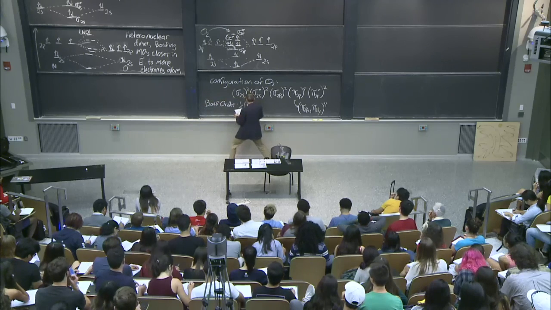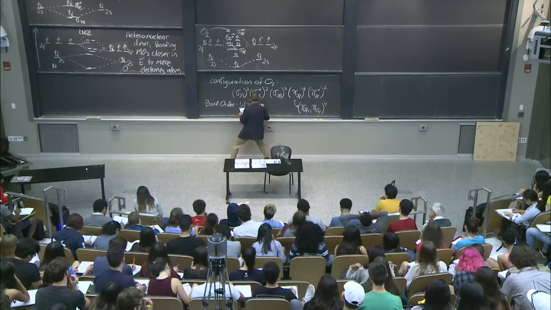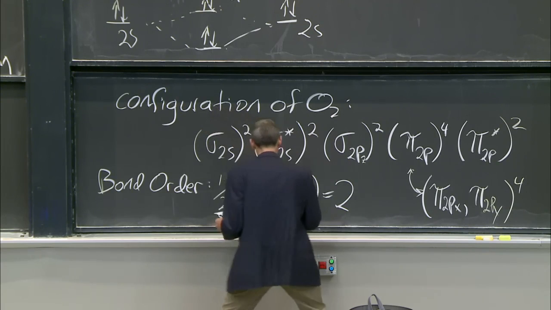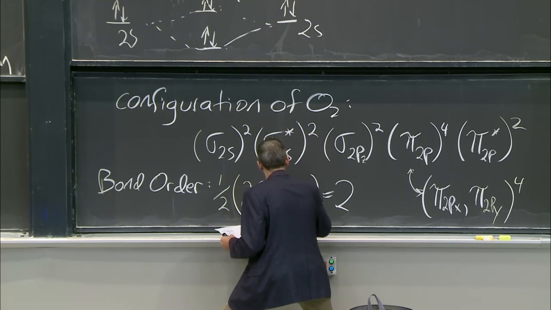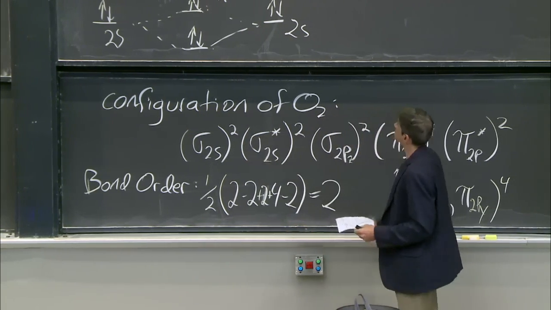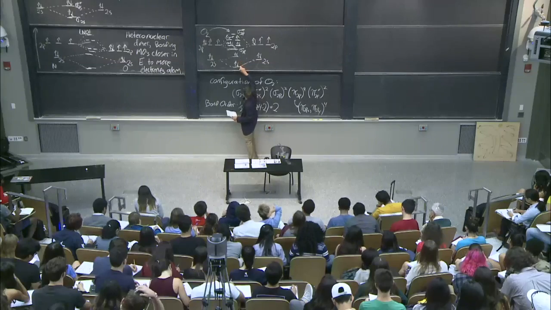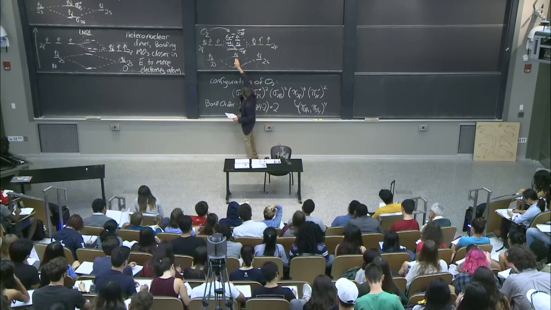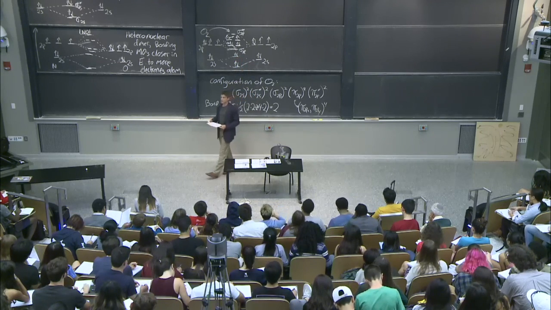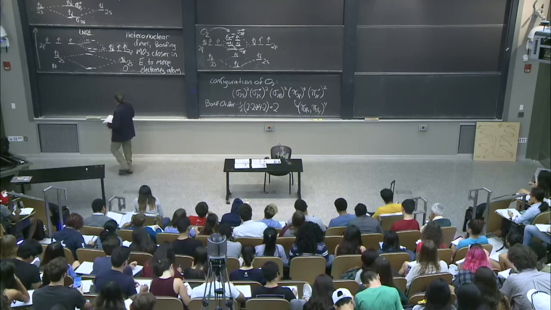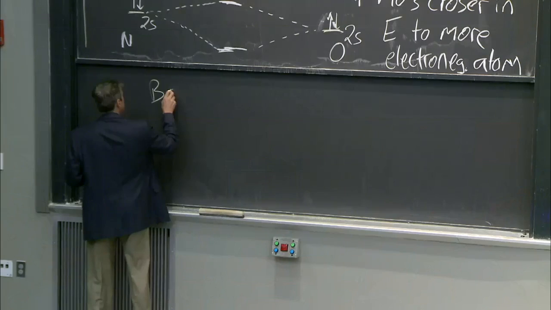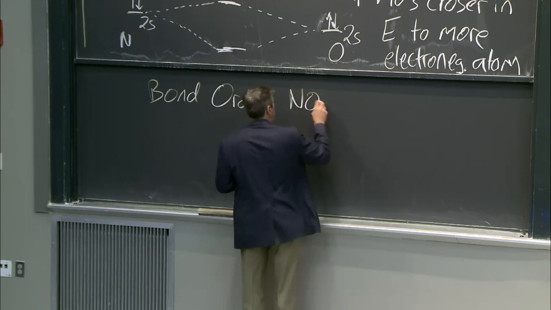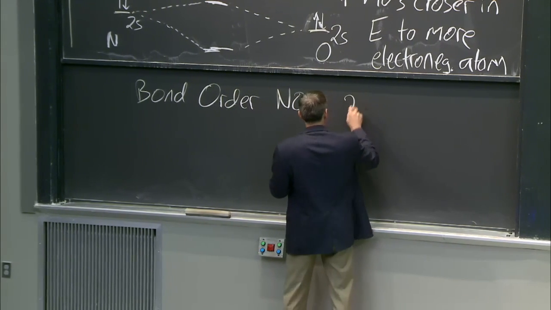And so this is 2 minus 2 plus 4 minus 2, and so you get 2. Nope, I missed a 2. Plus 2 plus 4 minus 2. 2 minus 2, that kind of cancels out, right? Plus 2 plus 4 minus 2, all divided by 2. So that's the bond order for oxygen. Now the bond order for NO is going to be 2.5.